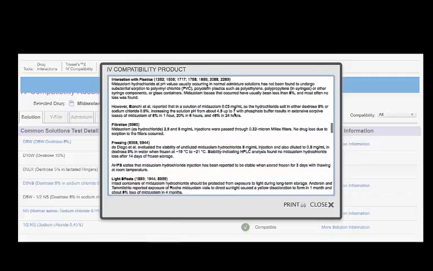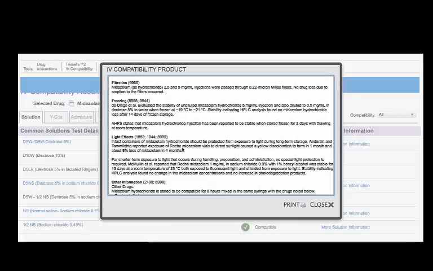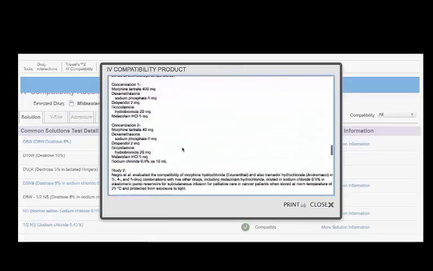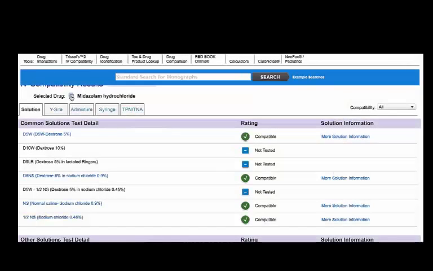extemporaneous injections, pH, any information about interactions with plastics and if a filter is needed, any information about freezing or effects on light, and then other information. And then lastly, all the references. This is a very excellent source of any type of IV product information. And again, I just got there by clicking the icon located to the left of the drug name. You can see the tabs here by solution, Y-site, admixture, syringe, and TPN.